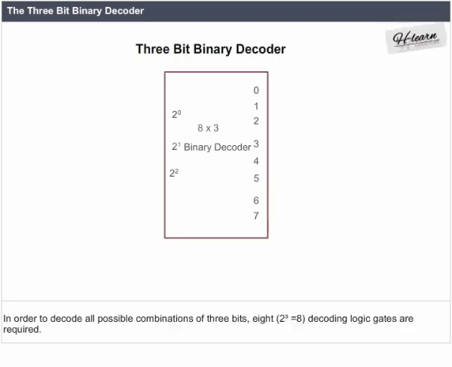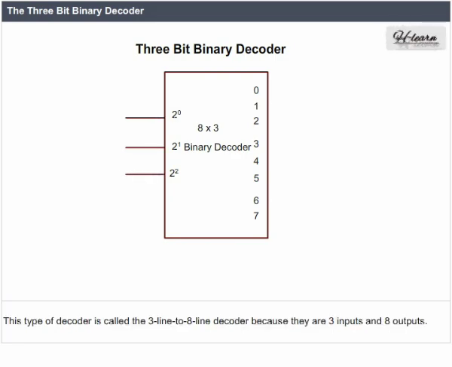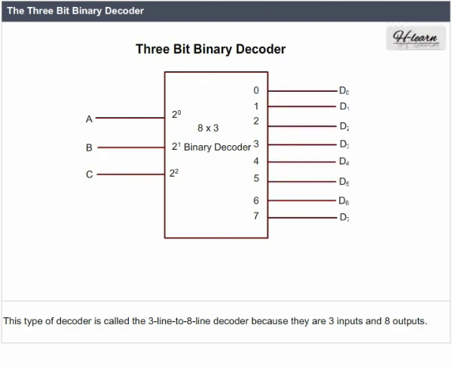The 3-bit binary decoder. In order to decode all possible combinations of 3 bits, 8 (2 to the power 3 equals 8) decoding gates are required. This type of decoder is called the 3-line to 8-line decoder because there are 3 inputs and 8 outputs.